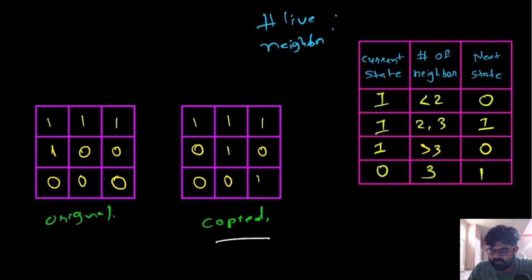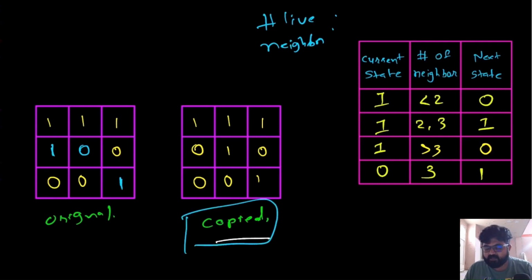So let's see, from the original version we had, how many items got changed. This got changed, so this became 0. This also got changed, so this was originally 0 and then it became 1, and this got changed. This is how we are able to solve the game of life problem: if we just create a copied version, it becomes very easy for us to find the live neighbors.